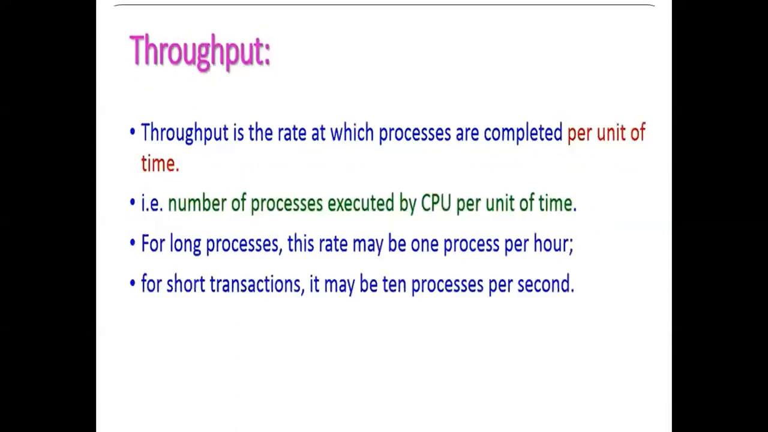The next property is throughput, which is defined as the rate at which processes are completed per unit of time. That is, the number of processes executed by the CPU per unit of time is called throughput. For long processes, the throughput rate may be 1 process per hour. For short transactions, the throughput may be 10 processes per second.